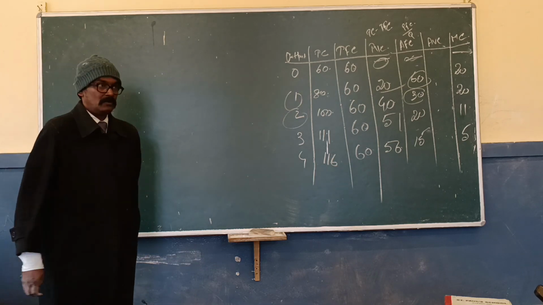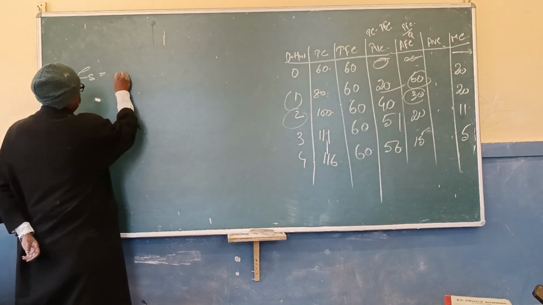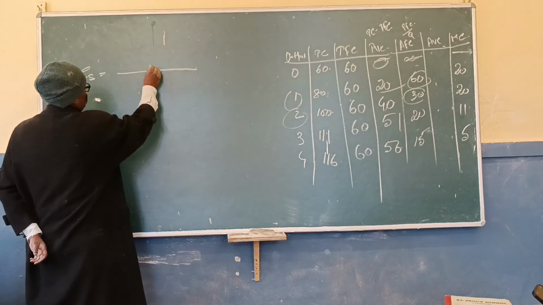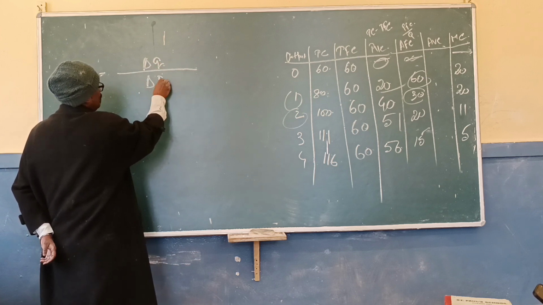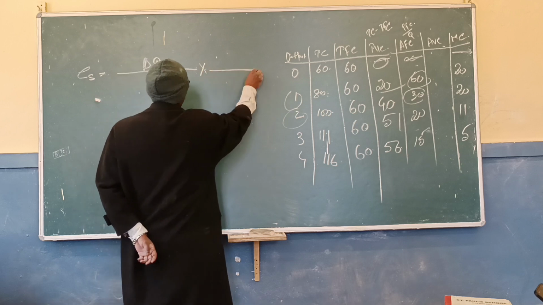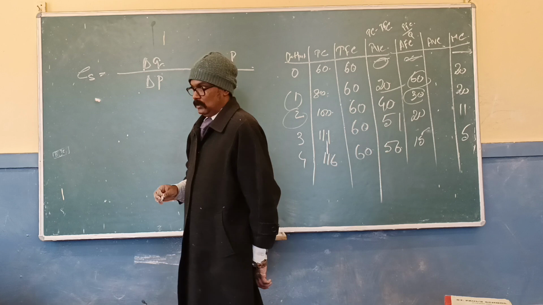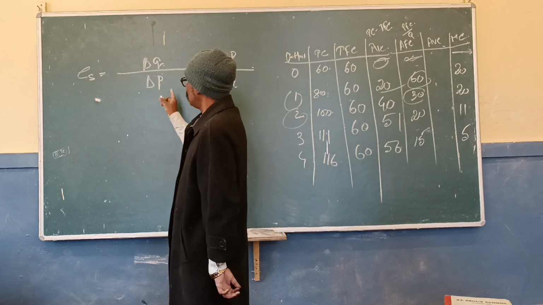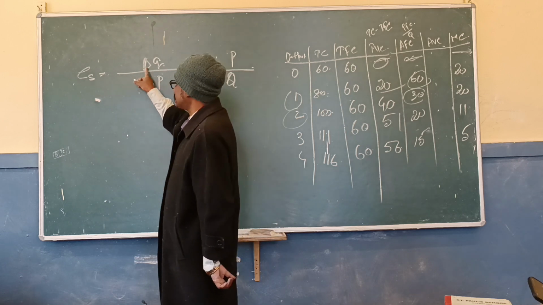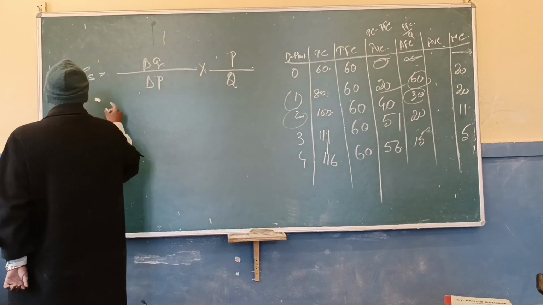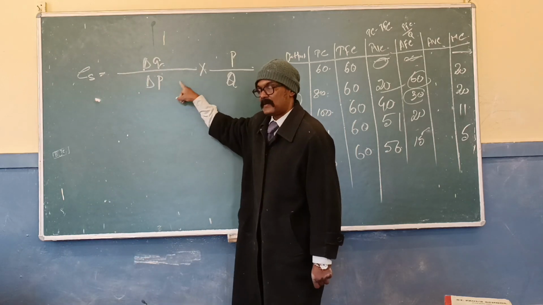Formula you don't know? Alright. So elasticity of supply ES is equal to delta Q by delta P multiplied with P by Q. In case of demand, I will put one minus sign. Please keep it in mind, okay? Now what is delta Q? Delta Q is simply the change in quantity. Delta P is simply the change in price.